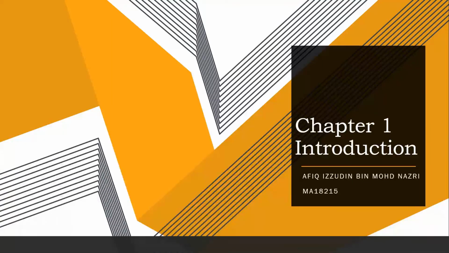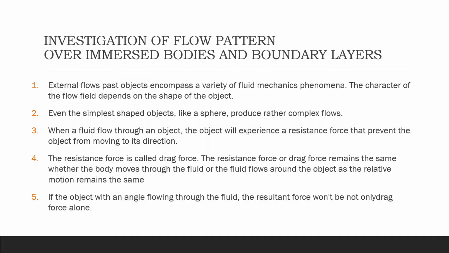So today I will present about chapter 1, introduction, for our last lab. The investigation of flow pattern over immersed bodies and boundary layers. First one is the external flow. Flows past objects encompass a variety of fluid mechanics phenomena. The character of the flow field depends on the shape of the object. Even the simplest shaped object like a sphere produces rather complex flows.